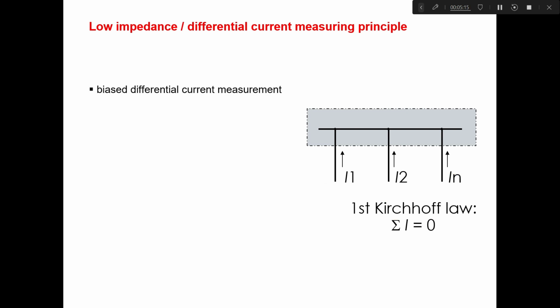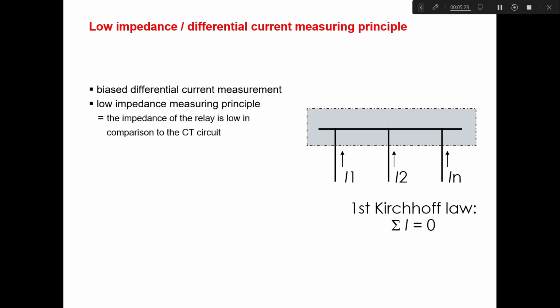Now the current measurement in case of low impedance protection is biased differential current measurement, and the biased differential current measurement I have already discussed during transformer protection, so I am not going to repeat the same. Next, why is it called low impedance measuring principle? Because the impedance of the relay is low in comparison to the CT circuit.